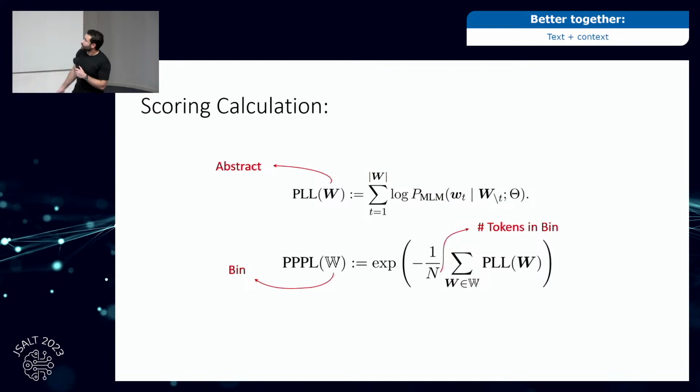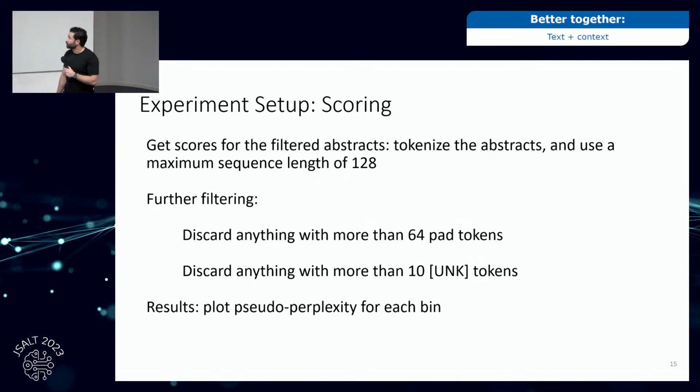More formally, for each abstract that we've sampled, we'll calculate a pseudo-log likelihood, and to calculate the pseudo-perplexity for the bin, we'll sum up all the pseudo-log likelihoods, and then normalize by the number of subword tokens in the bin, and this will give us our perplexity, or pseudo-perplexity score.